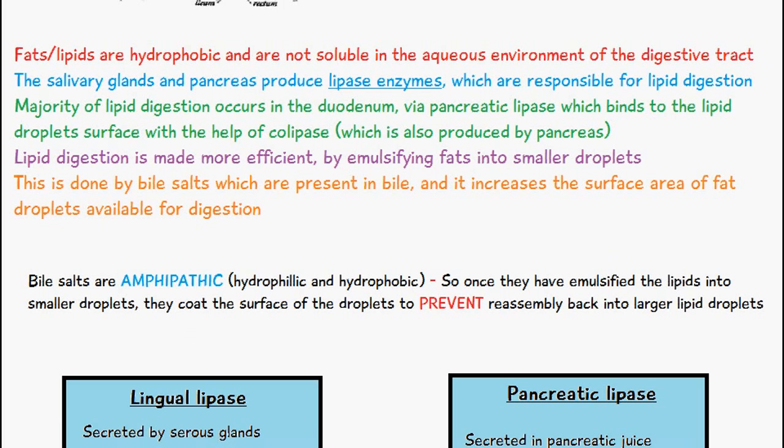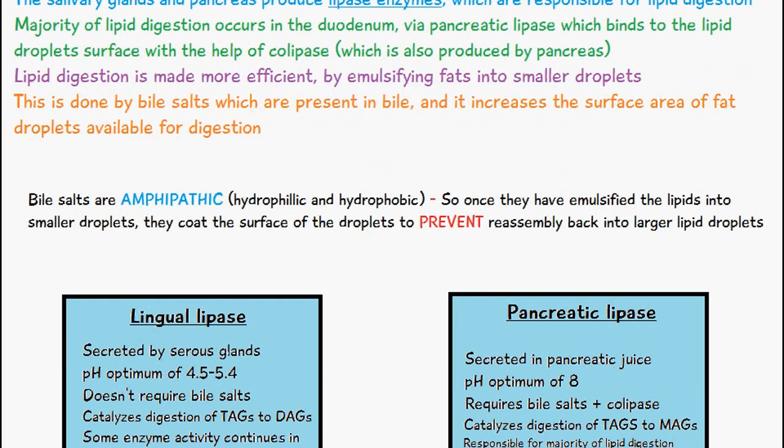Bile salts are amphipathic, which means they have a hydrophilic end and a hydrophobic end, and once they have emulsified the lipids into smaller droplets, they coat the surface of the droplets to prevent reassembly back into larger lipid droplets. So they cover the smaller droplets to prevent them joining back together.